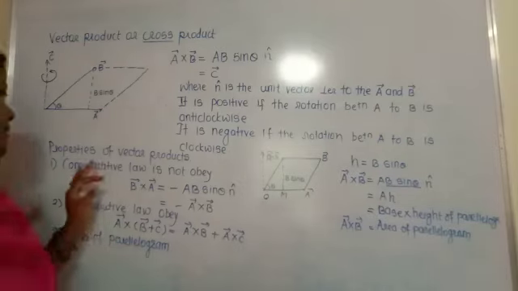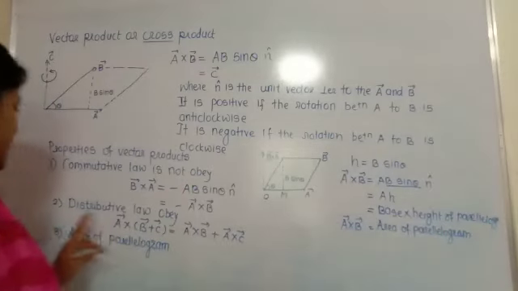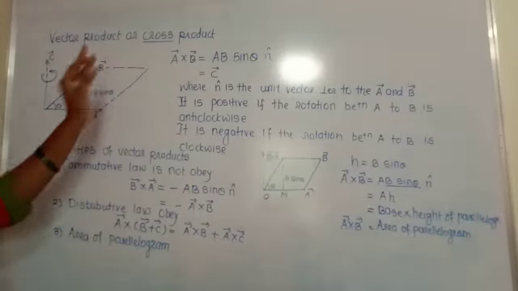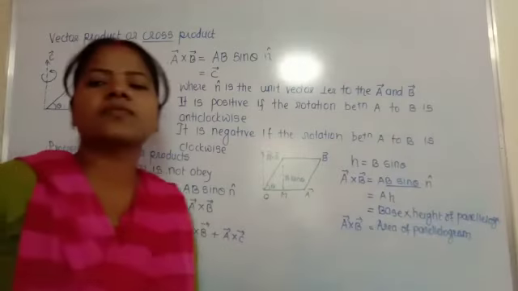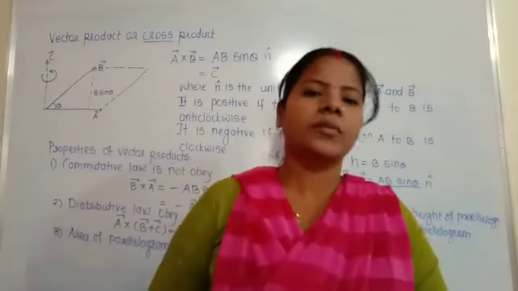So we discussed here the definition of the vector product or cross product and three properties. In the next class we will see the remaining properties of the vector product of two vectors.